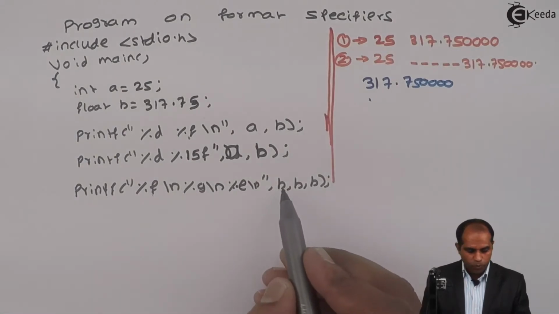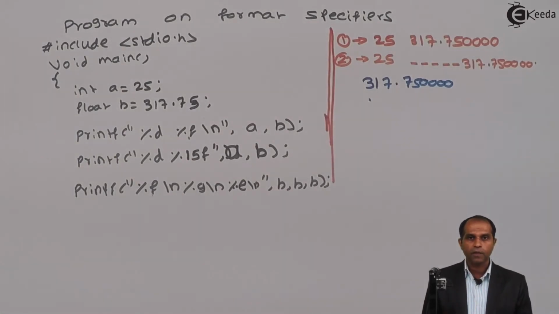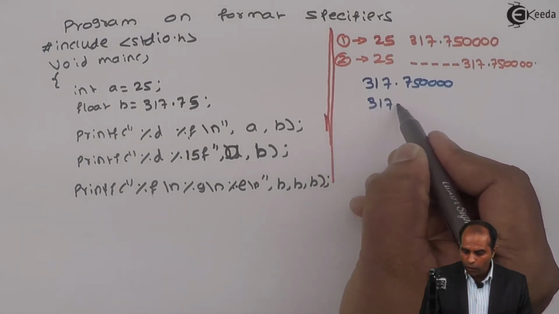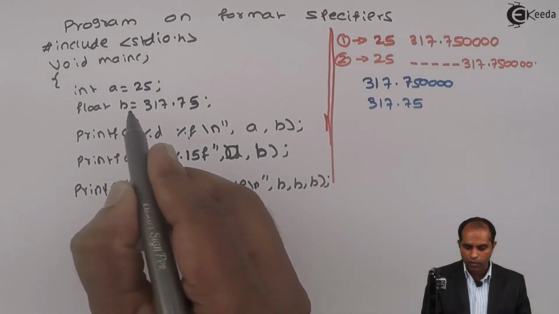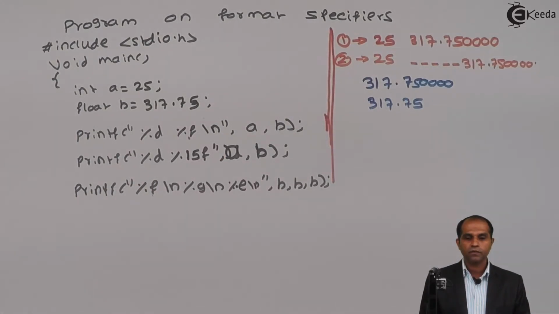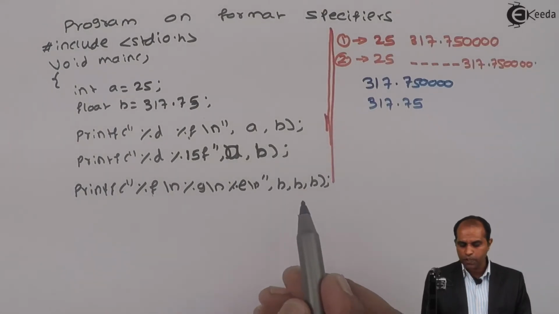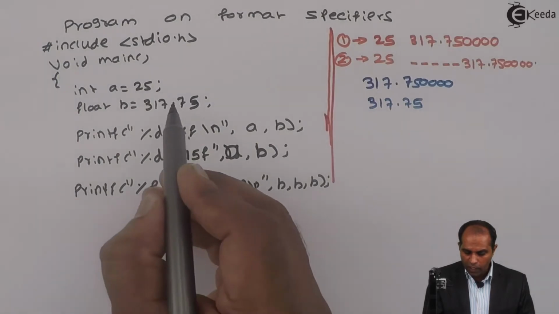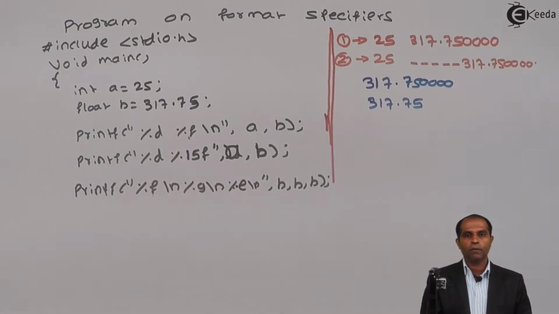%g is to print the value of b one more time. So here %g says print the number without additional zeros in the fractional part. What number is stored? 317.75. Print the number as it is. And then the %e specifier again prints the value of b, but this time it says print the value of b in exponential format.